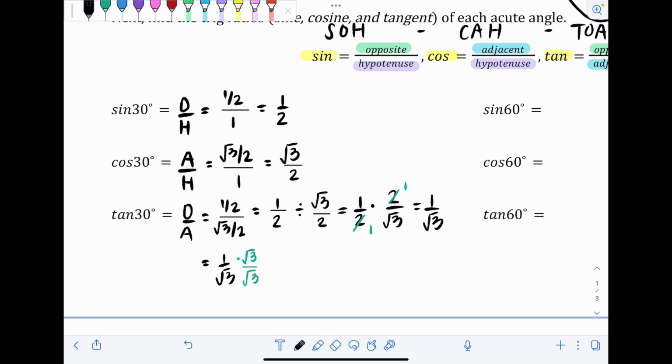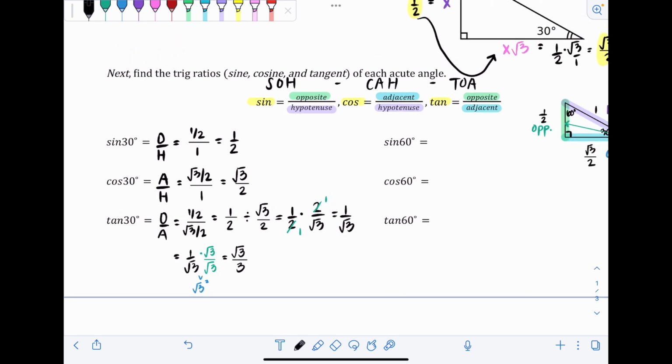So I can multiply straight across. In the numerator, 1 times root 3 would just be root 3. And then in the denominator, this becomes root 3 times itself, so root 3 squared. And if you have a square root and an exponent of 2, they cancel each other out, so this would just become regular 3. And now finally, that's as simplified as it can get. We can't divide the square root of 3 by the regular 3, since the regular 3 doesn't have a radical. So sine of 30 would be 1/2.